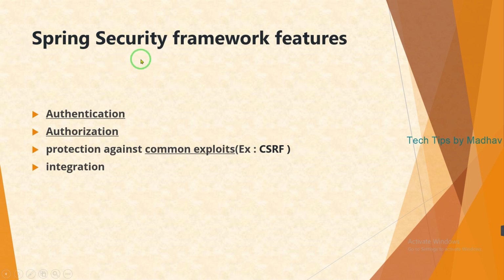Spring Security is basically a Java-based framework. It's used to protect the Java applications. These are the core features: authentication, authorization, and protection against common exploits, for example CSRF attacks, and it can easily integrate with some third-party applications. So these are the core features. Let's see one by one.